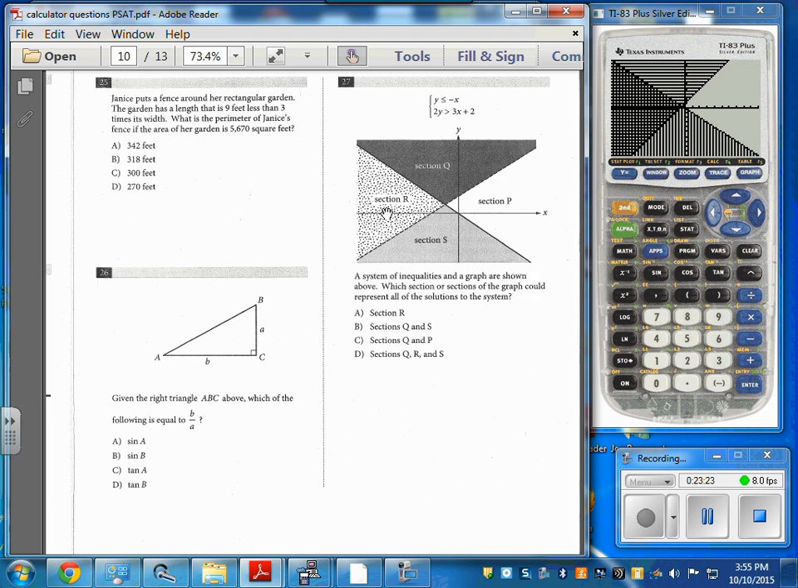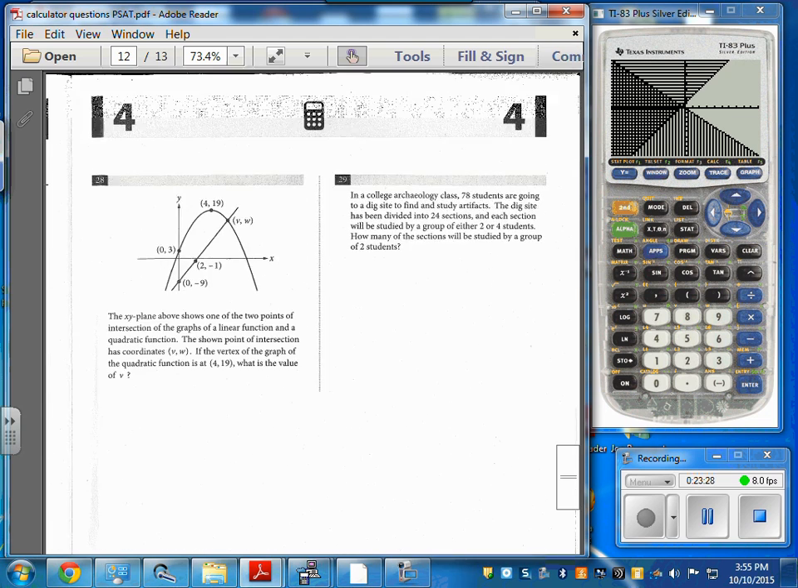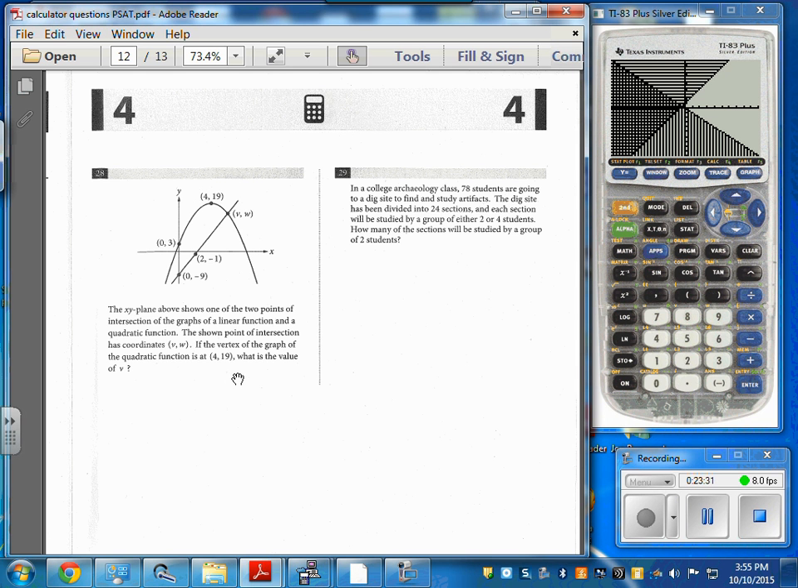Okay, 28, 29, 30, and 31 are the grid-ins. No choices are given. Let's work these problems and see how we can go about getting those. The XY plane above shows one of the 2 points of intersection of a graph of a linear function, that's the line, and a quadratic function, that's the parabola. The shown point of intersection has coordinates v and w, that's labeled, but we don't know what they are. If the vertex of the graph of the quadratic is at 4, 19, vertex is where it turns around, the high point, what is the value of v?